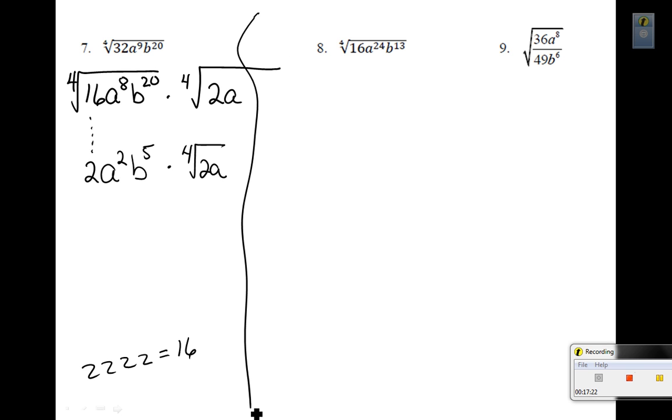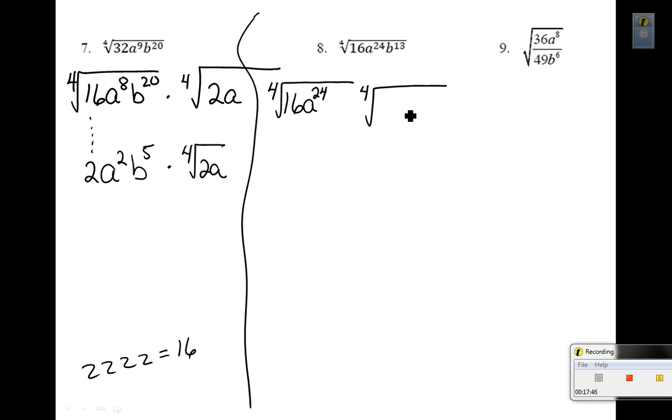So keep hanging with me. I know these are tough. Here goes my number 8. I need the 4th root of something again, times the 4th root of something. Well, we know the 4th root is 16 because we just used that. So I'm going to use all of the 16. 4 goes into 24, so I'm going to use all 24 of the a's.